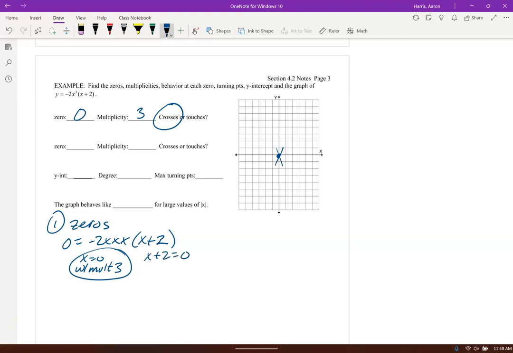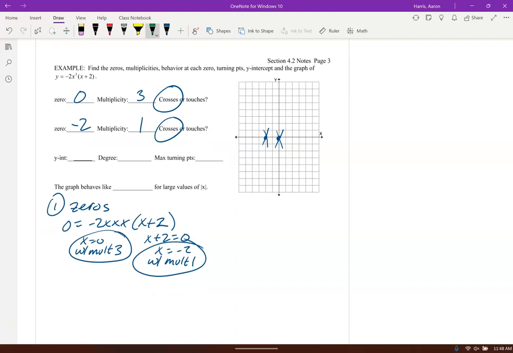And then I only have one of these x plus 2's, so this is with multiplicity 1. So it'll also cross through at negative 2, one way or another, since I have an odd multiplicity. Go ahead, find your y-intercept. Well, 0 times anything is 0. So 0, 0 is our y-intercept.